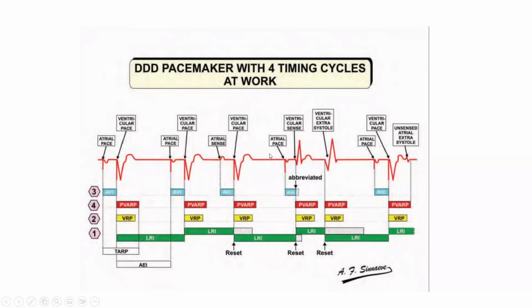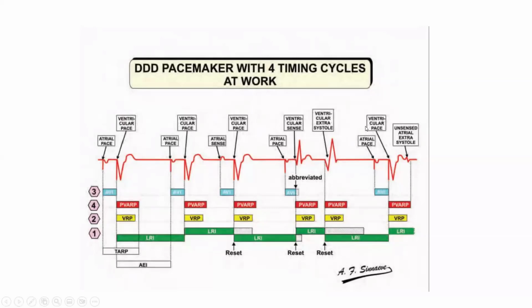Here, now, the pacemaker after the QRS complex, the third complex, it waits, and now it fires an atrial spike. This atrial spike caused an AV delay, and now we have a conduction. This conduction abbreviated the AV interval, so it didn't fire in the ventricle. It waited, and after this time, this interval ends, so the pacemaker didn't need to fire because we have a QRS complex, and this initiates the PVARP, VRP, ventricular refractory period, lower rate interval, and atrial escape interval.